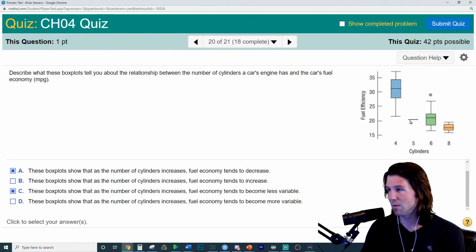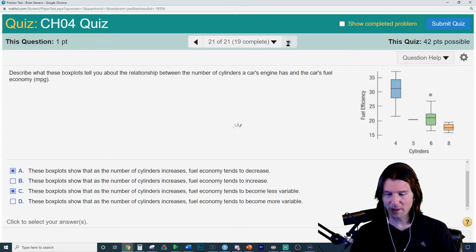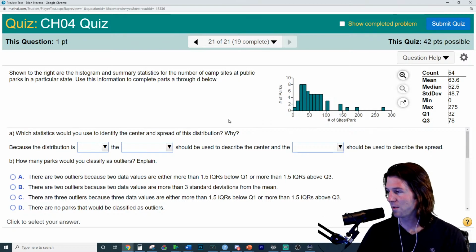I just wish they did not include 5. 5 cylinders is a very odd car. Maybe a car person here can tell us about 5-cylinder cars, but I don't normally hear about that. I'm not a car person though.